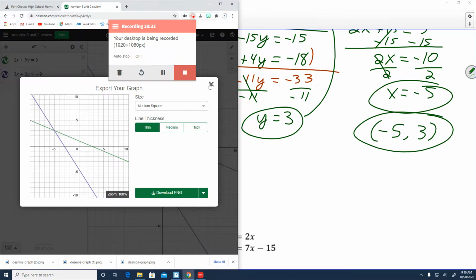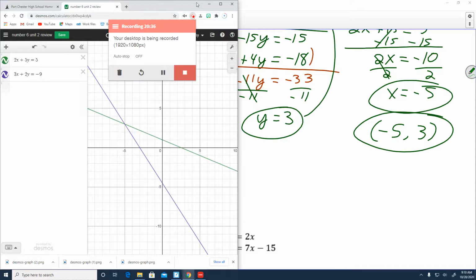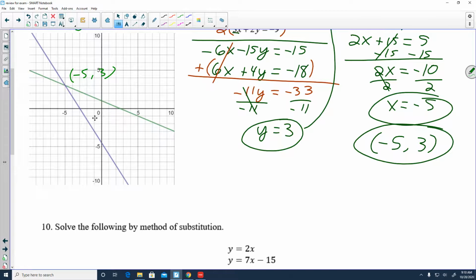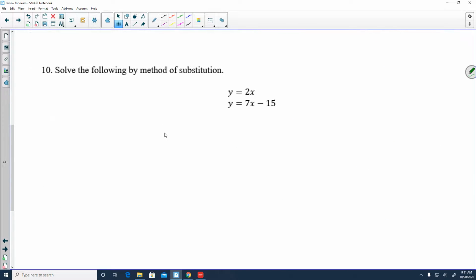All right, so the reason I paused there is just so I could graph it and then put the answer key up. Put the image of the graph up. It's the answer key. All right, let's take a look at 10. Solve the following by method of substitution.